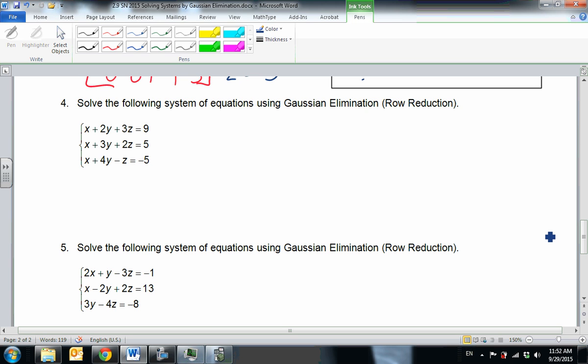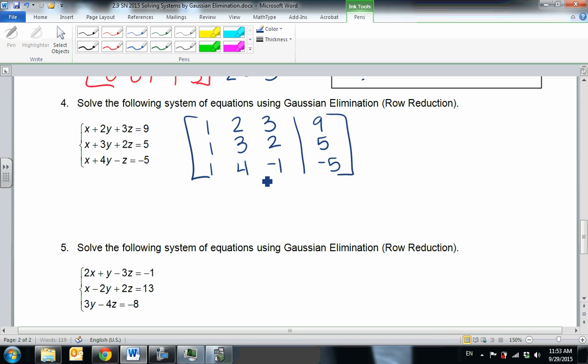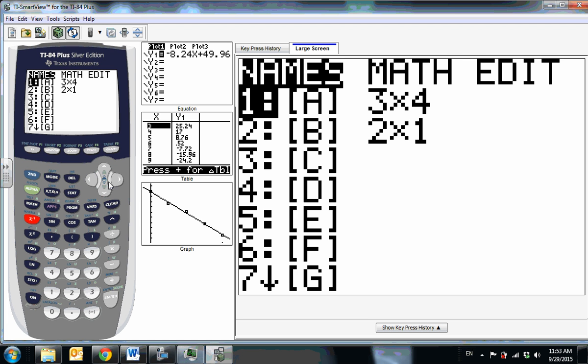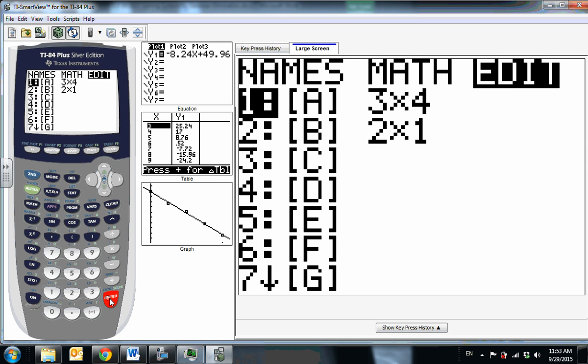So first thing you're going to do is write your system as an augmented matrix. Okay? So if I write this as an augmented matrix, I'm going to have 1, 2, 3, 9, 1, 3, 2, 5, and 1, 4, -1, -5. Everyone go with that? Okay, let's go enter that in to our calculator. So second matrix, edit matrix A.